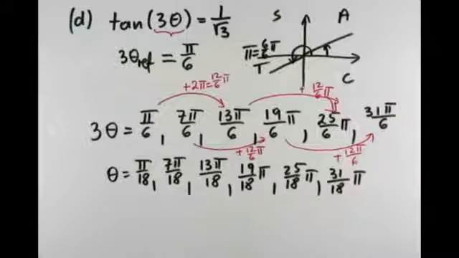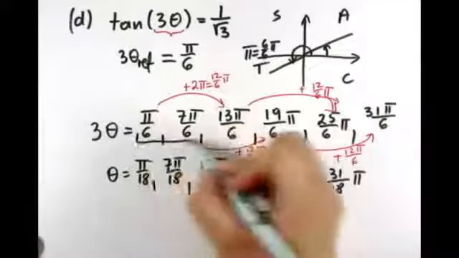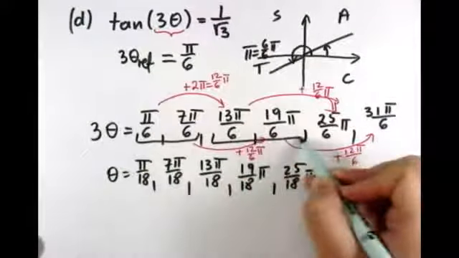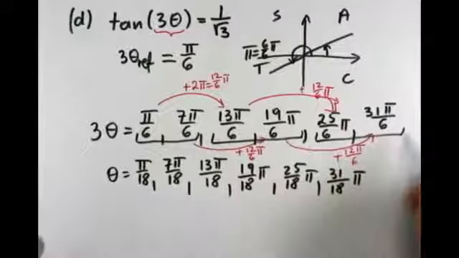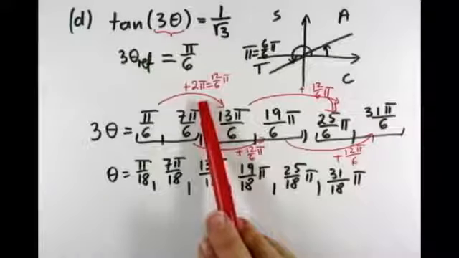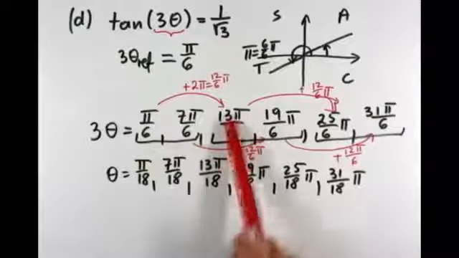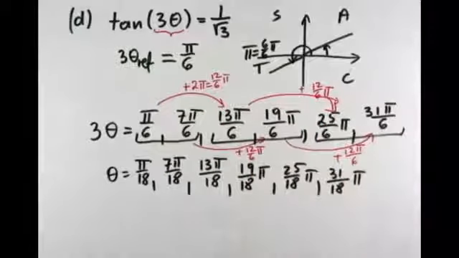I do need to go 3 revolutions because I had 3 theta. This is my first revolution, second one, and that's my third one. To get these next revolutions, we are adding 2 pi, or in terms of 6s, 12 over 6, 12 over 6 plus.